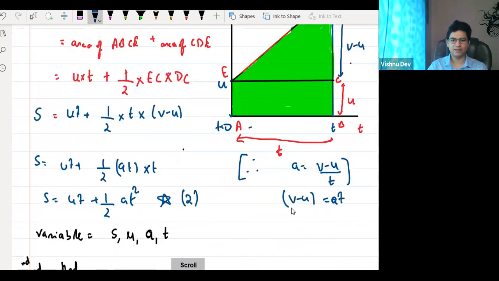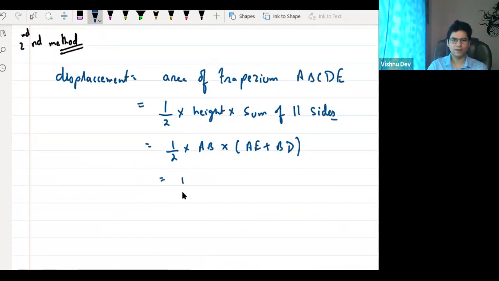So let us rewrite it. It is half into AB, which is T, into this, U plus V. This is S. Up to here, who has a problem? Raise your hand. Tell me, is there any problem up to here?